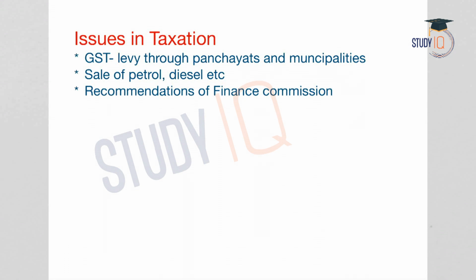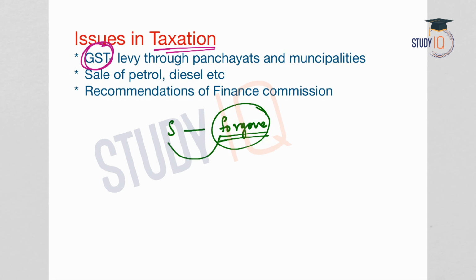Now let us understand what are the issues with cooperative federalism in taxation. Let us take the case of GST. Under the Goods and Services Tax, or GST, scenario, the state governments have foregone certain taxes, for example octroi, entry tax, luxury tax, entertainment taxes, etc. All these were revenues of the state government, and the state governments have foregone all these taxes. But the power of the state government to levy taxes through panchayats and municipalities still prevails. So panchayats and municipalities can still collect such taxes. So this creates a confusion.